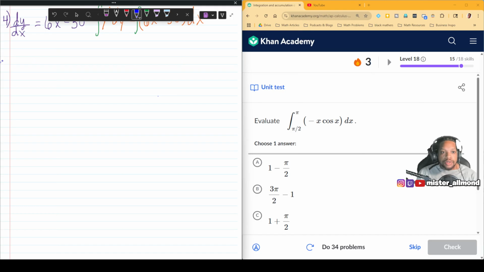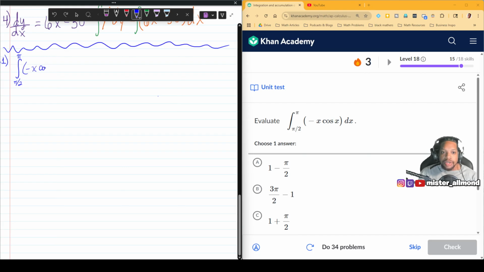All right, so number 1 out of 34. This is where it starts right here. So we're just evaluating a definite integral. Let's see how this goes. So it's the integral from pi over 2 to pi of negative x times cosine of x dx.